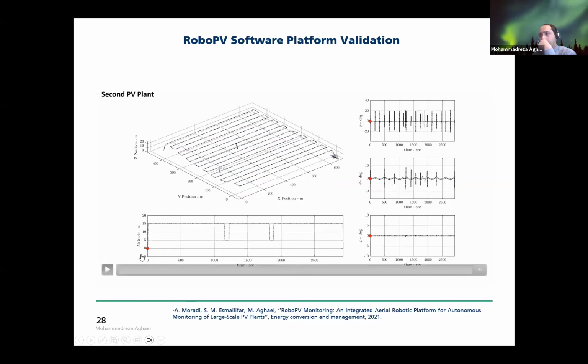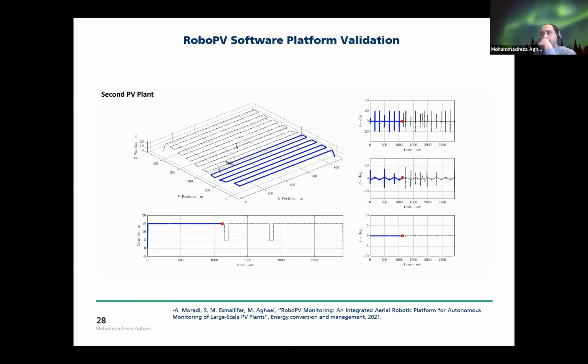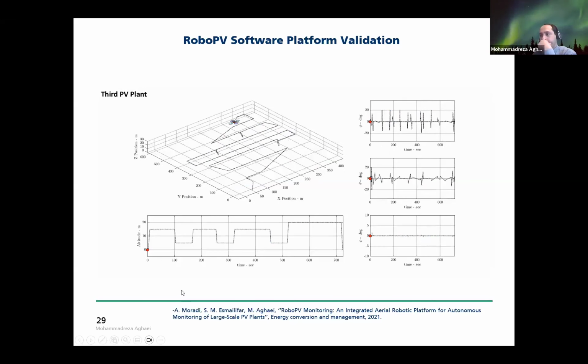I would like to show you another example with two failures. So the flight started and the drone starts and follows the path. After reaching the first fault and recognizing it, it tries to reduce the altitude, then detects the failure accurately and continues, and then detects the next fault and then continues in order to fulfill the mission. And here is one with a tree.